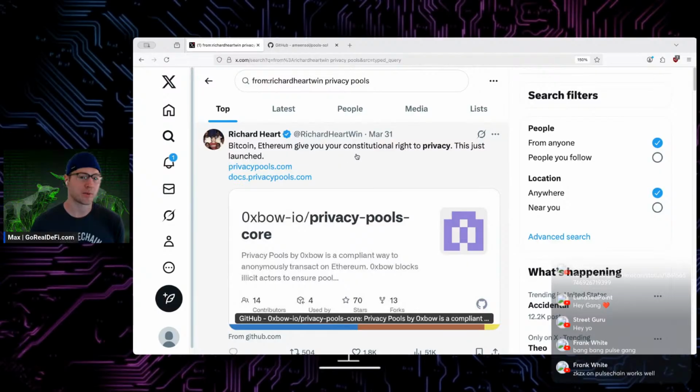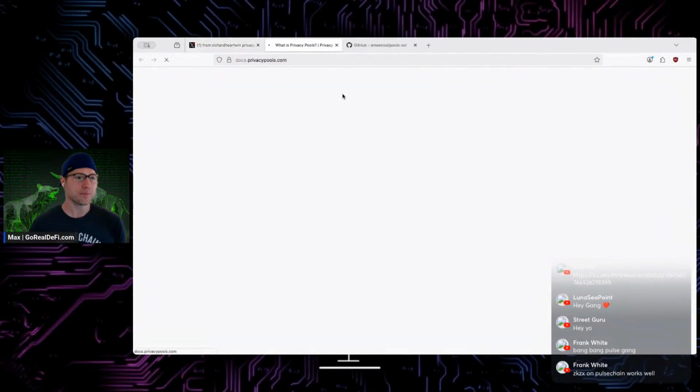Bitcoin Ethereum gave you constitutional right to privacy. This just launched. The privacy pool launched. So this is the repo for it. Let's check out the docs real quick.